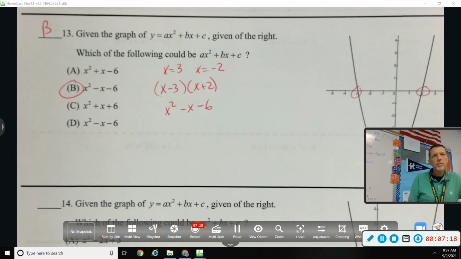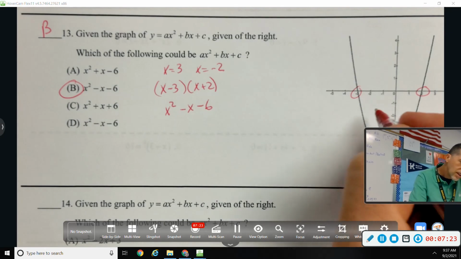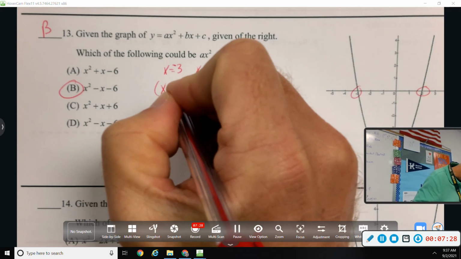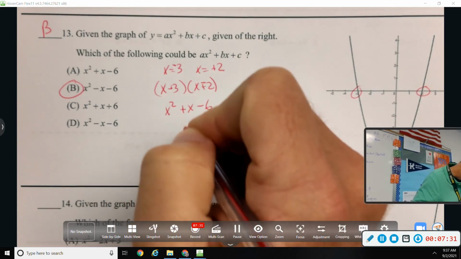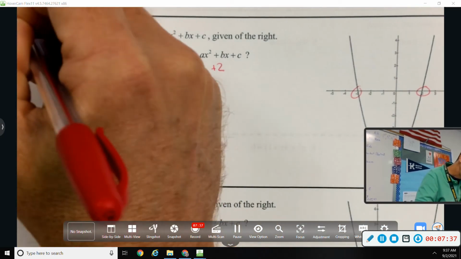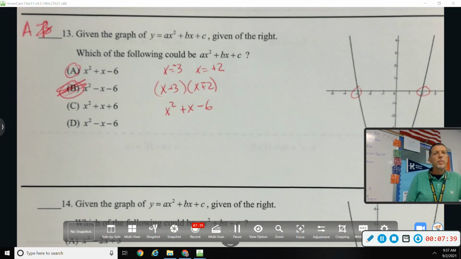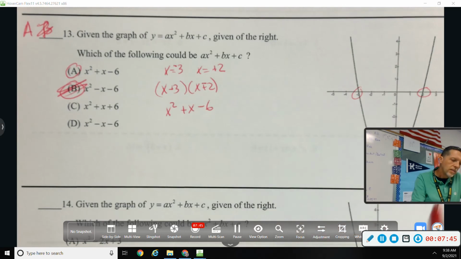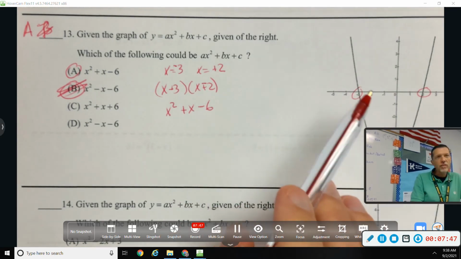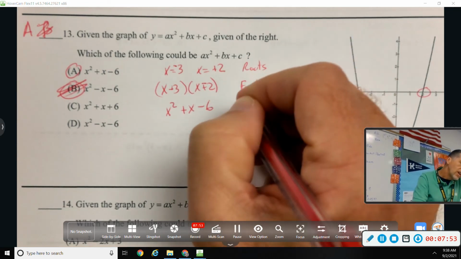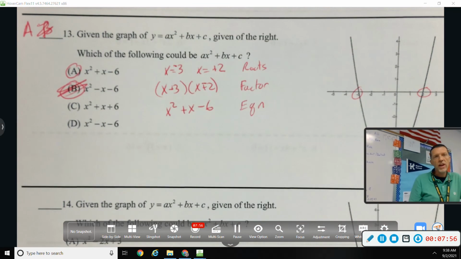And you get B. Did I mess it up? Yes, it's backwards. x equals negative 3, x equals positive 2. That changes up everybody. So it is A. I messed up the whole point of this problem. Pick off the roots, change them into factors, and then write the equation. So it's kind of backwards from what we usually do.